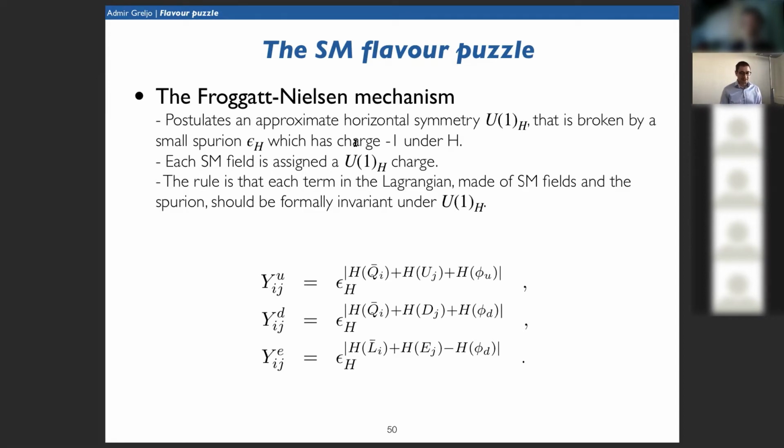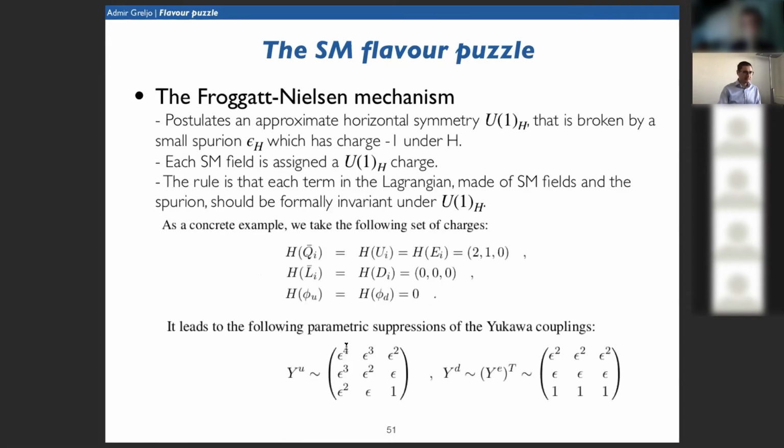And then when you construct a Lagrangian, the rule is that you are invariant under U(1)_H when you include the spurion and the fields. So what does this mean for the Yukawa coupling? In the Yukawa coupling, you will have two fermions and the Higgs field. Each of them has a different charge, and then you have to insert a spurion to compensate for these charges. This will give you a texture of the Yukawa matrix in terms of the spurion. For example, this is one choice: if you take charges to be 2, 1, 0 for the three generations of Q, U, and E, then you get this texture.